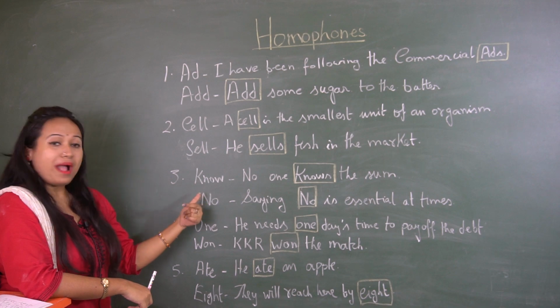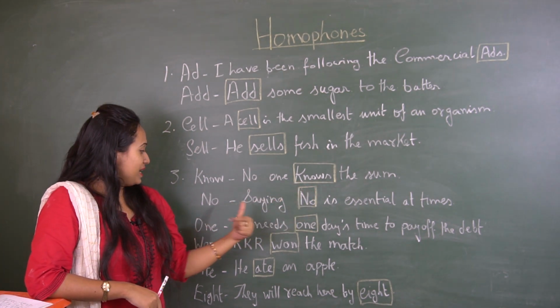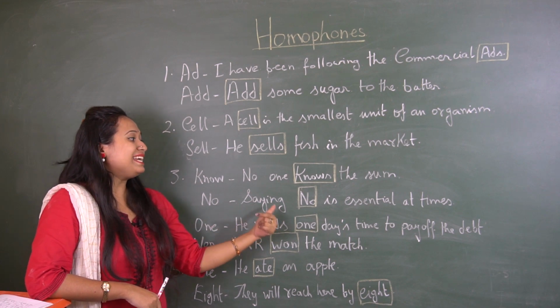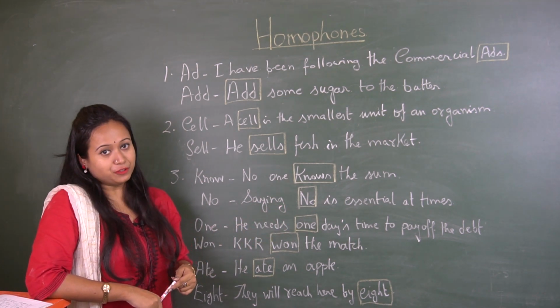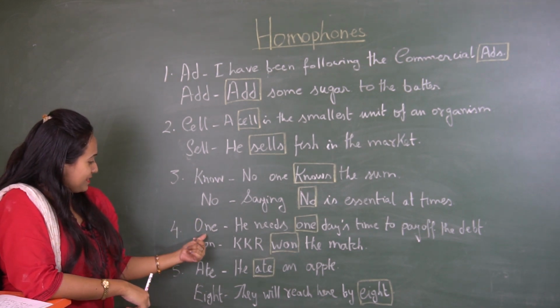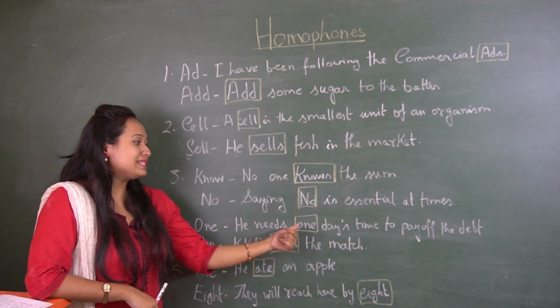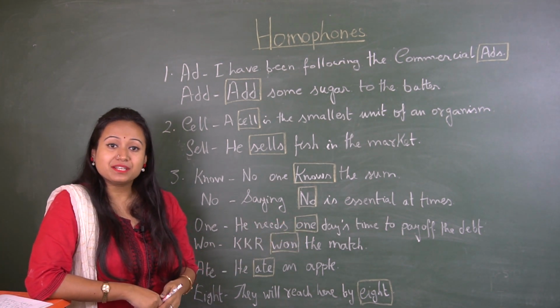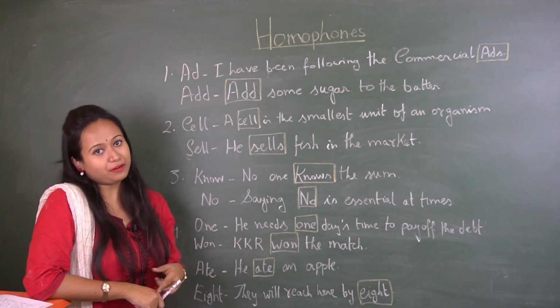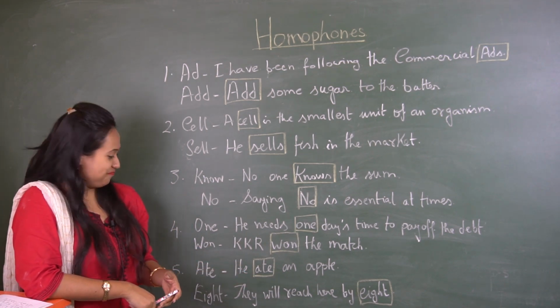Number 3, know and no. No one knows the sum. And no. Saying no is essential at times. We should know how to say no in a different way. Next, one and won. One is, he needs one day's time to pay off the debt. So here it is related to the numeric value one. Won, KKR won the match.